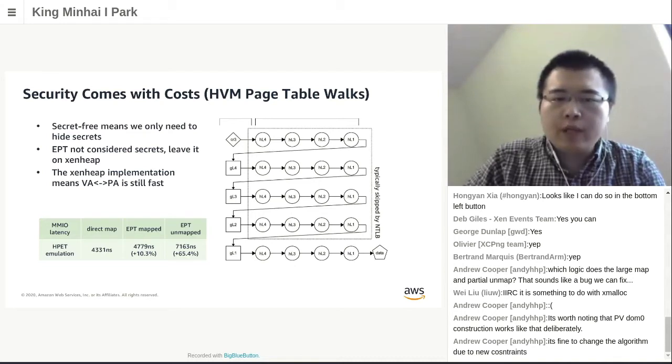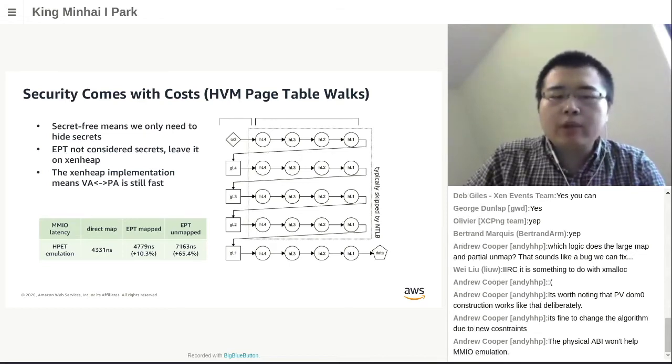Now I will just move EPT entries to the Xen heap. And remember in the previous slides, the Xen heap implementation is still in the direct map window, although it's now mapped on demand when you alloc and free. That means VA to PA is still fast, so we now pay little cost in EPT walking. It's almost like what we used to have when we had the direct map window.